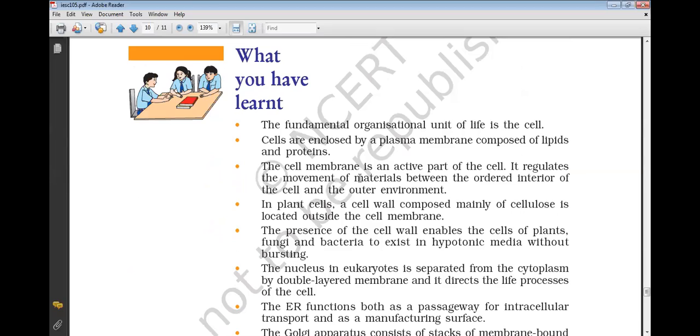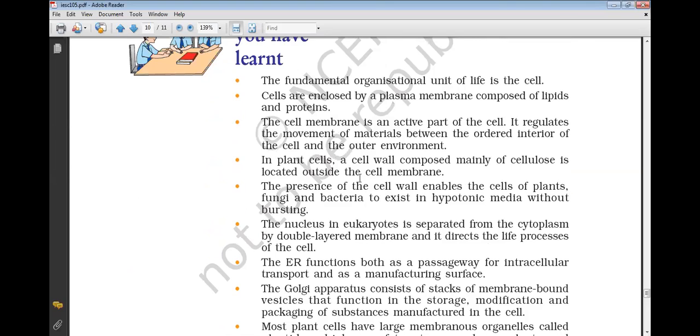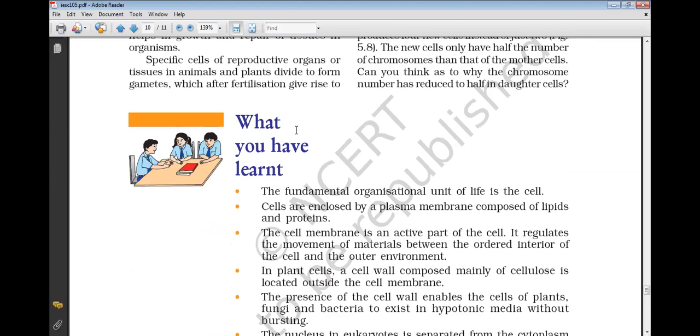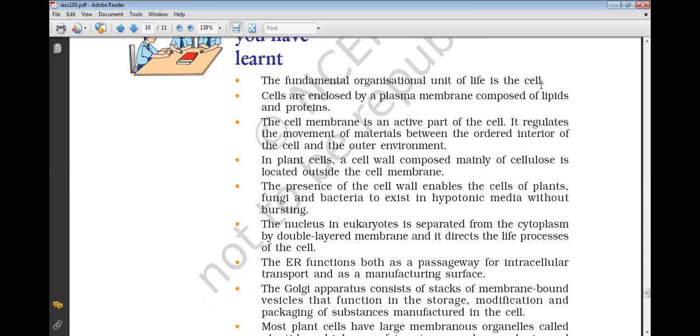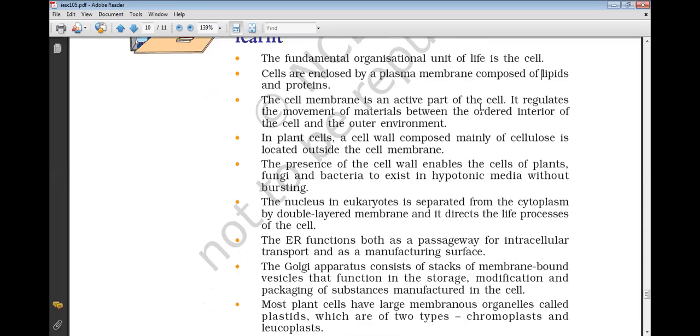So we have come to the conclusion of the chapter. And what have we learned in this chapter? I will just read it out and then I'll end this session. The fundamental organizational unit of life is the cell. Very first we studied that. Second, cells are enclosed by the plasma membrane. The plasma membrane is made up of lipids and proteins. The cell membrane is an active part of the cell. It regulates the movement between the ordered interior of the cell and the outer environment. So the plasma membrane is also known as the selectively permeable membrane, you remember.